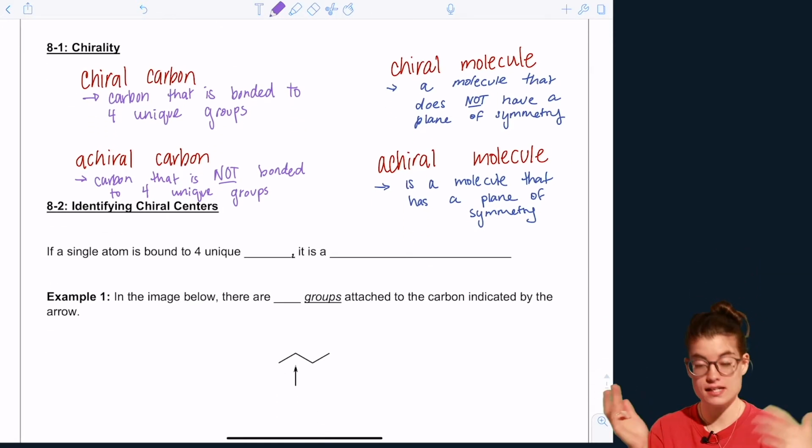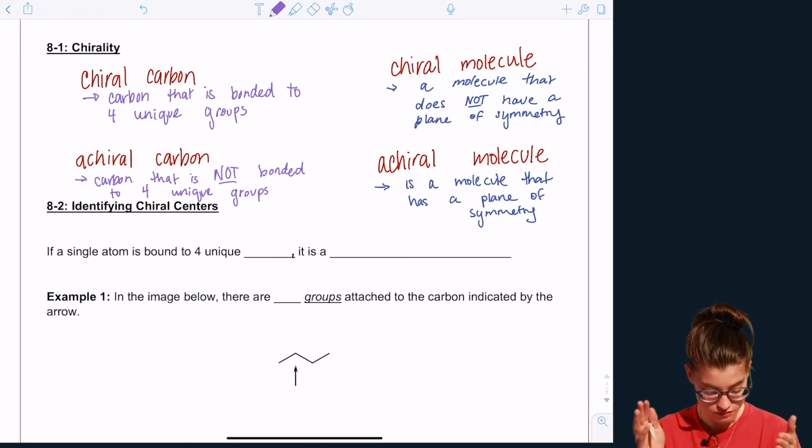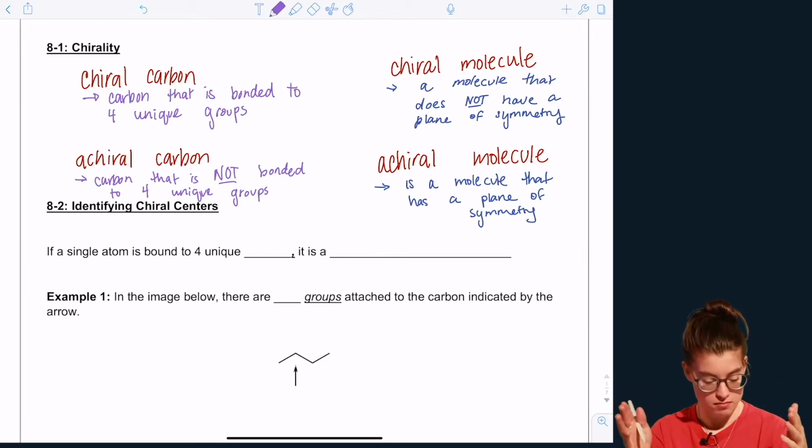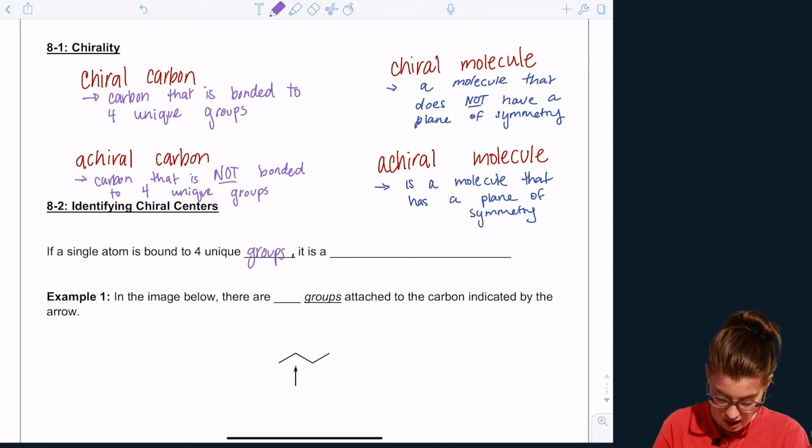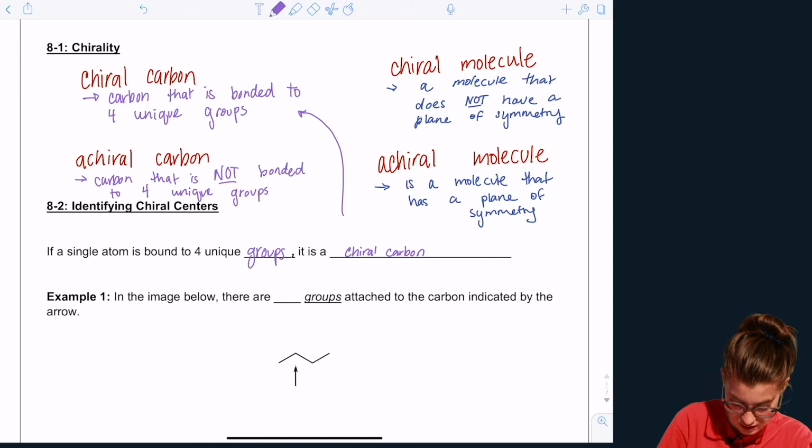So, identifying a chiral center. Let me just define it and then I'll talk about it. If a single atom is bound to 4 unique groups, then it is a chiral carbon. That's actually what we just said up here. We just defined it up there.